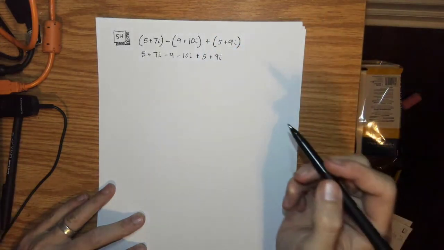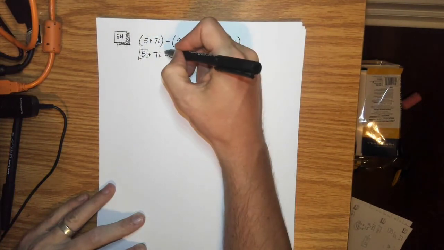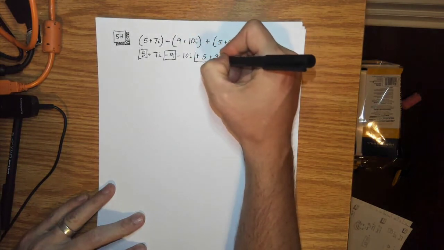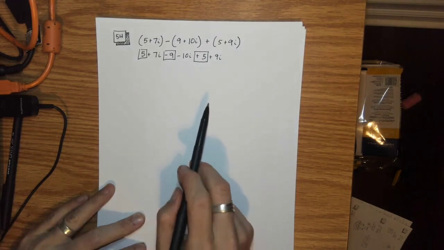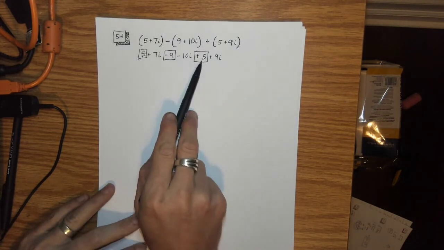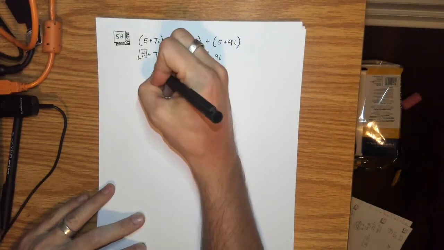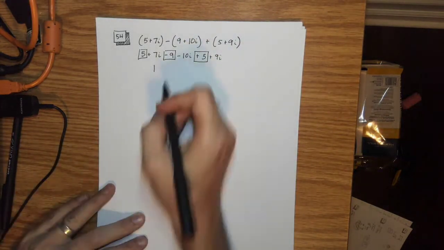Now, we have things that are the same, right? So we have our 5, we got our -9 here, and we have our 5, which is all like terms. Okay, so first things first, this will add up and give us 10, right? And then this subtracts and only gives us a 1. So 10 minus 9 is 1.